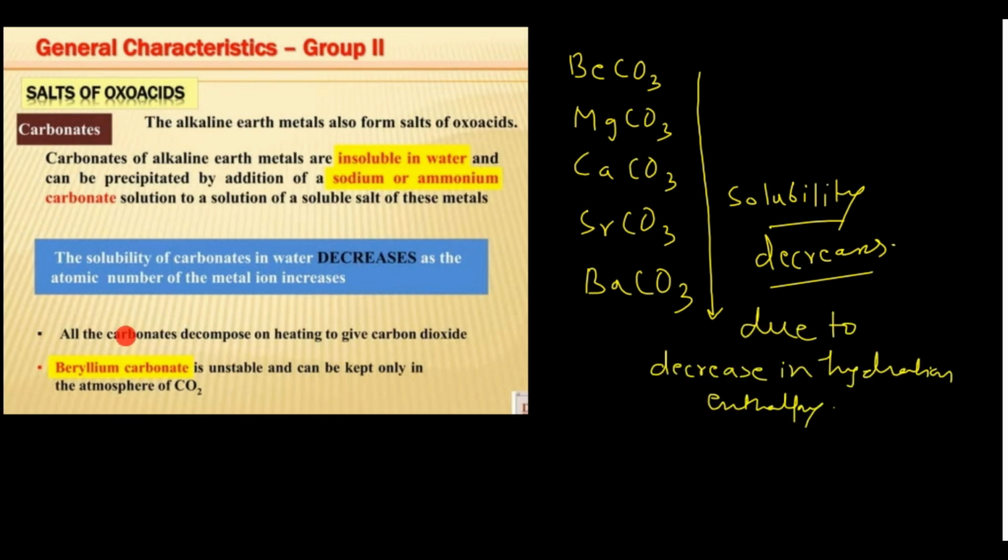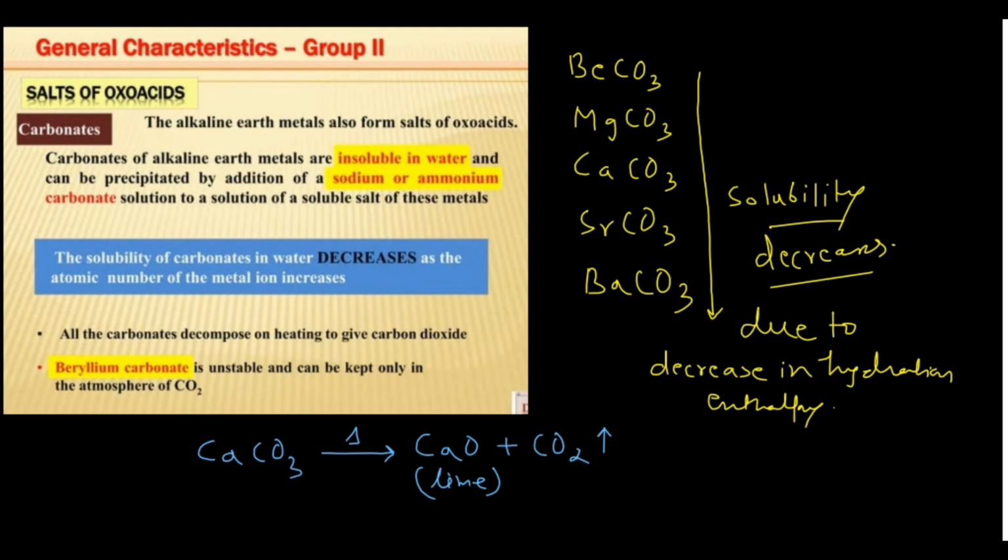And then after that, all the carbonates decompose on heating to give carbon dioxide. Again, you should remember this for whatever carbonates there are. I can take the example of calcium carbonate. If I heat this calcium carbonate, please remember it is something very important, it will decompose to calcium oxide with the liberation of carbon dioxide gas. This is a very important reaction, because calcium oxide is also known as lime. So if you want to produce lime, you can produce it by the decomposition of calcium carbonate.